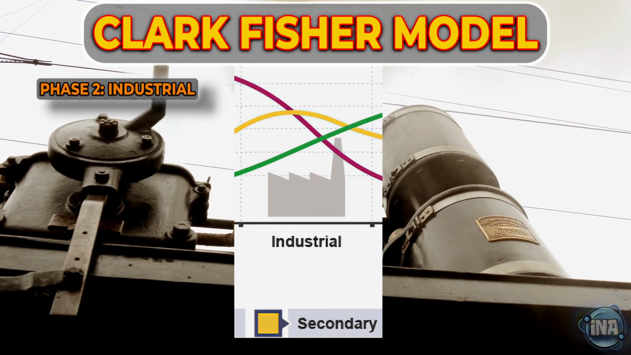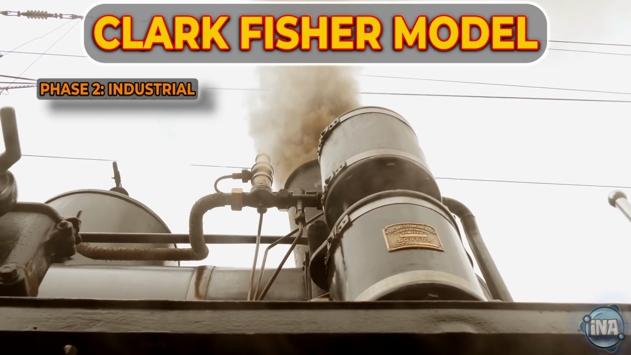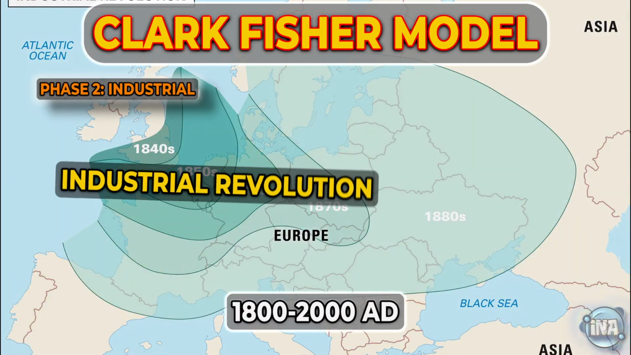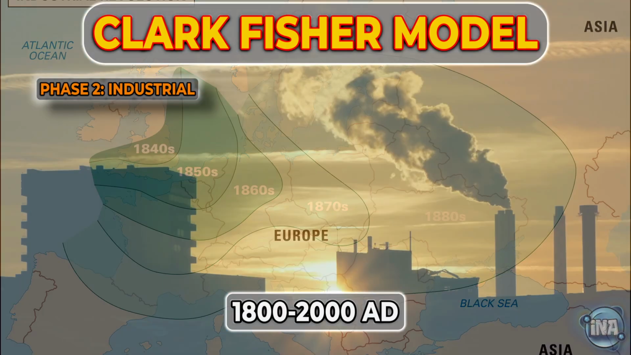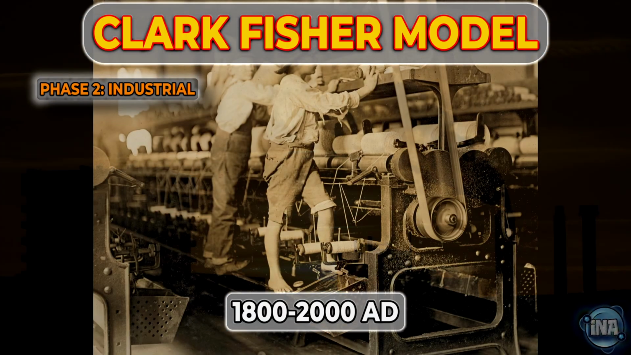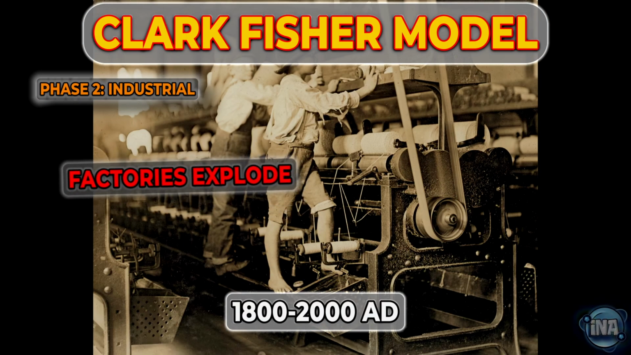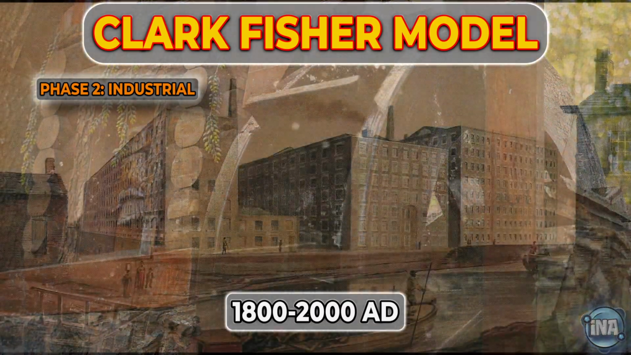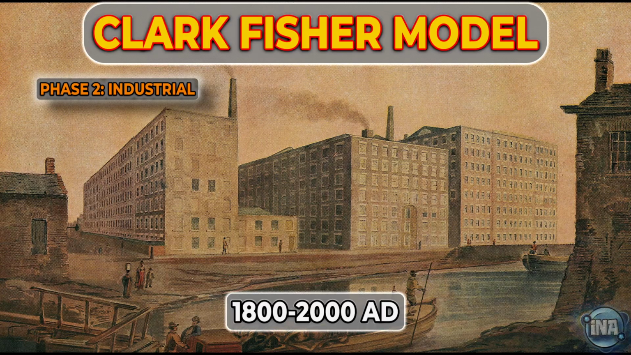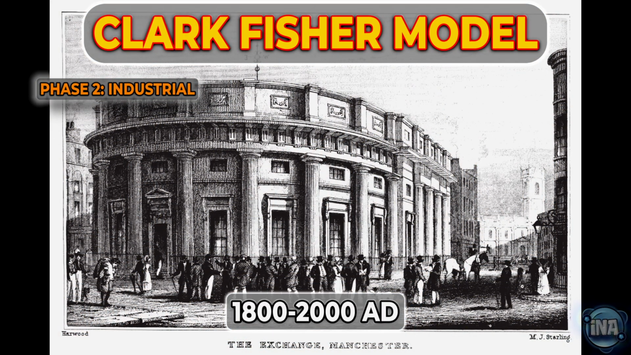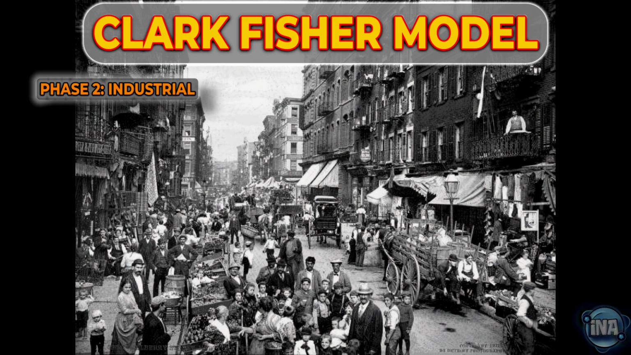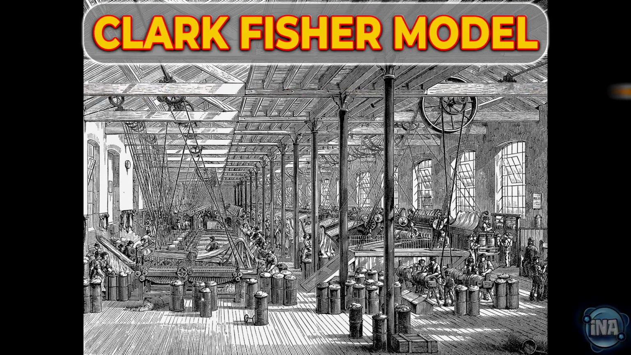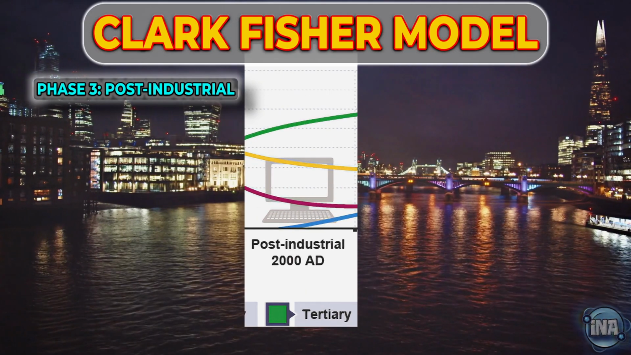Phase 2, industrial phase. This is where things get exciting. During the Industrial Revolution, countries like the UK started building factories. Secondary industry explodes. Manufacturing becomes the biggest employer. Cities like Manchester and Birmingham grow rapidly. Primary industry starts to decline as people move to cities for factory jobs. Tertiary services also grow, because factory workers need shops, schools, and hospitals. Phase 3, post-industrial phase.